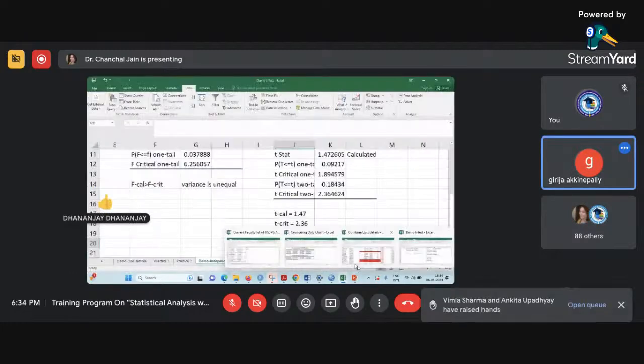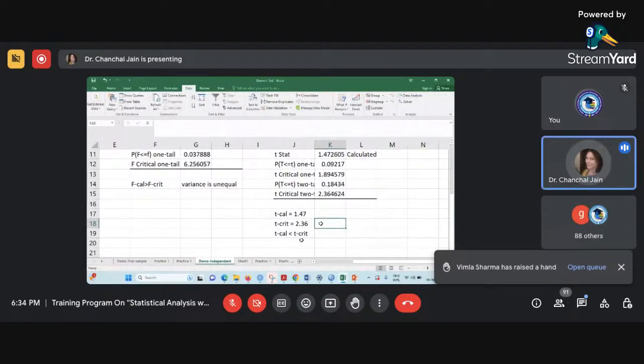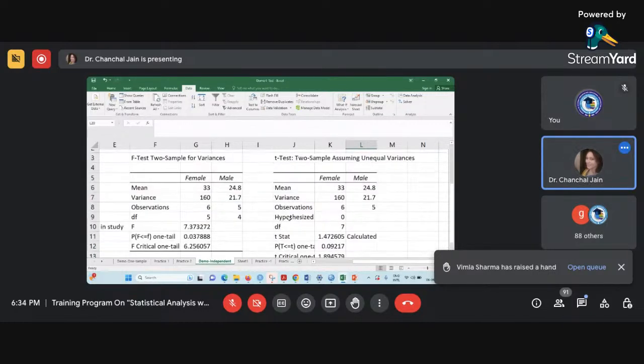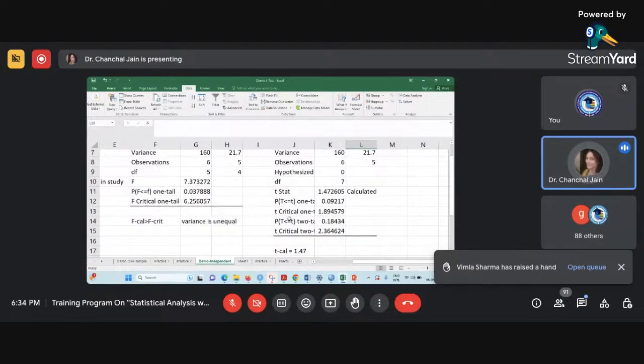Okay, so you can find that we have compared these two figures and the calculated value is less than the critical value. So that means we are not going to reject the null hypothesis. We are writing do not reject the null hypothesis. So if we are not rejecting the null hypothesis, that means we are concluding that there is no significant mean difference in the study hours of male and female. Okay, fine.